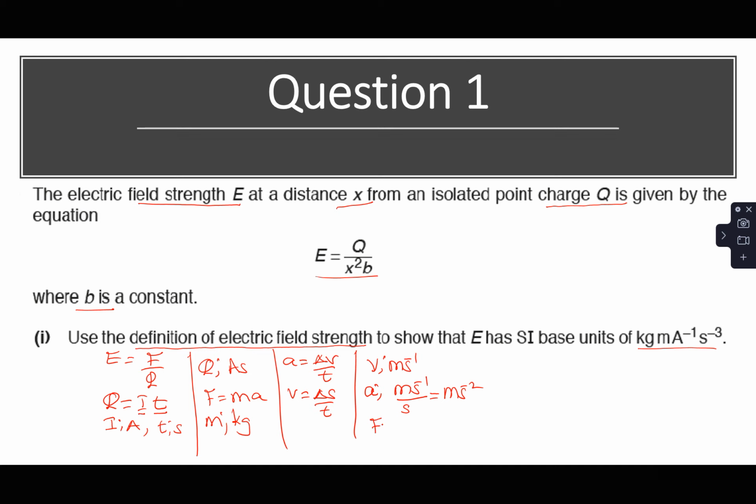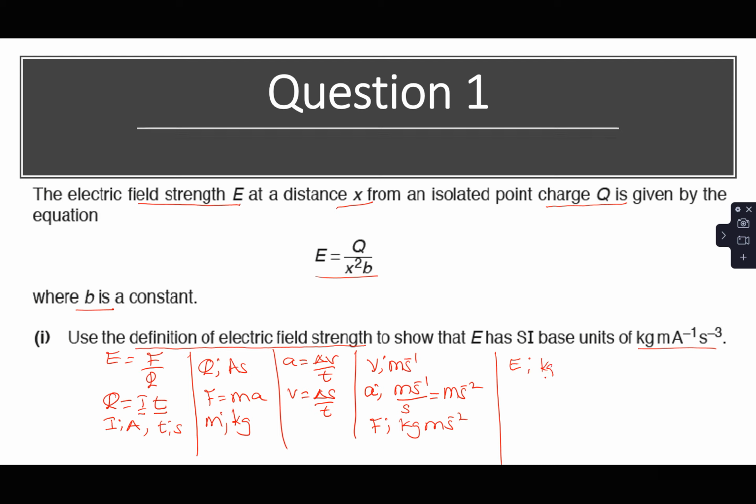So the base units of force, which is mass times acceleration, will therefore be kilograms times meters per second squared. So now I'm good enough to go. I now go and substitute in the expression for electric field strength.